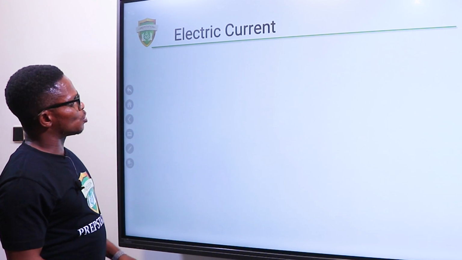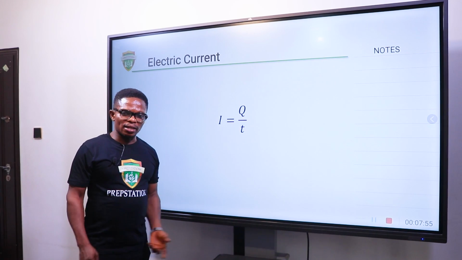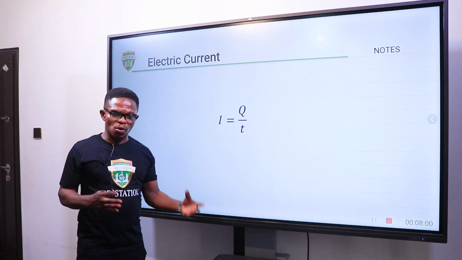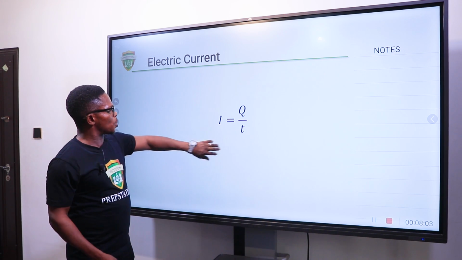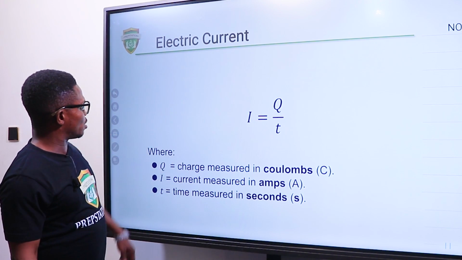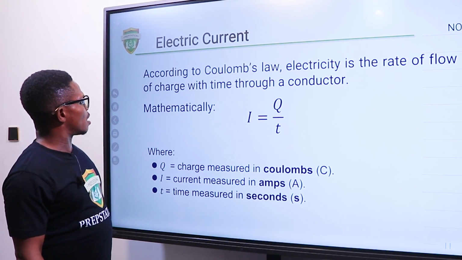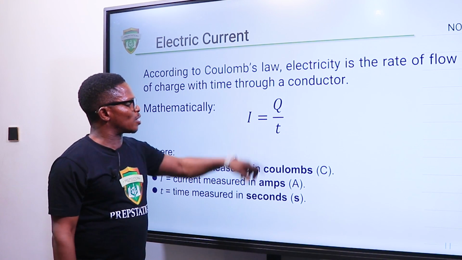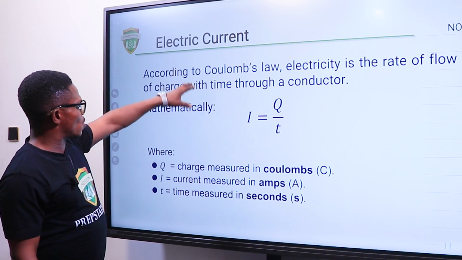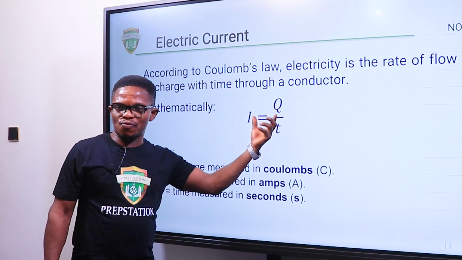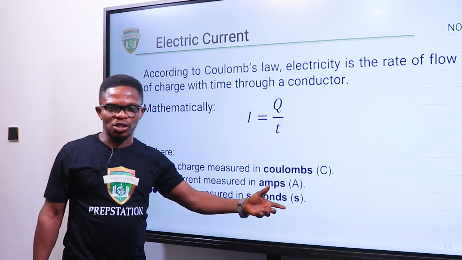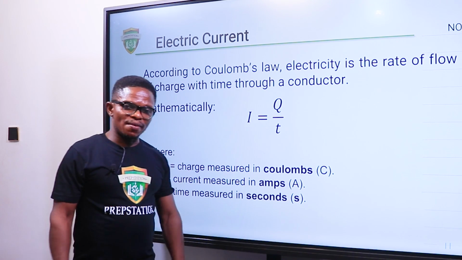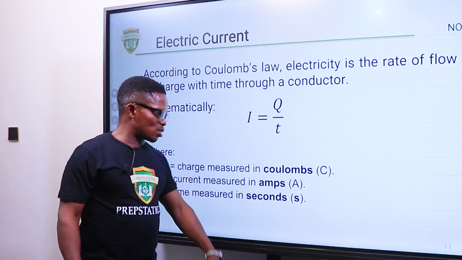Okay, so according to Coulomb's law, remember I told you that current electricity actually occurs when charges are made to flow, when they are forced or confined to flow in a conductor. So the formula you are looking at here is actually from the scientist Charles Coulomb, and it was named after him as Coulomb's law. According to this law, current is defined as the rate of flow of charge. That is to say, if the rate is high, then the magnitude of the current will be high. If the rate is low, the magnitude of current will also be low.